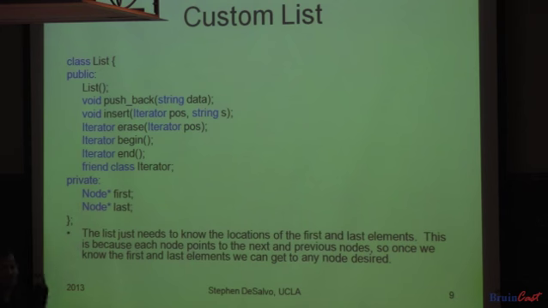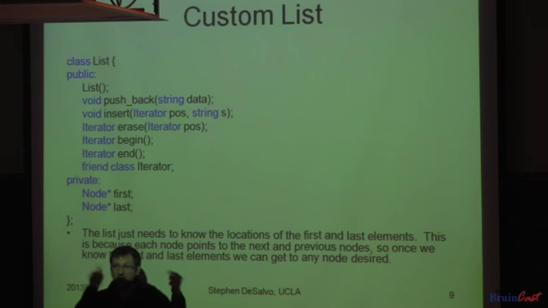But that's pretty much it. The list class, and this is important, just needs to know where the first and last elements are. After that, each node itself knows how to get to its neighbor, and so all of the nodes are therefore connected. So the list class itself only really needs to know where the first and last nodes are.